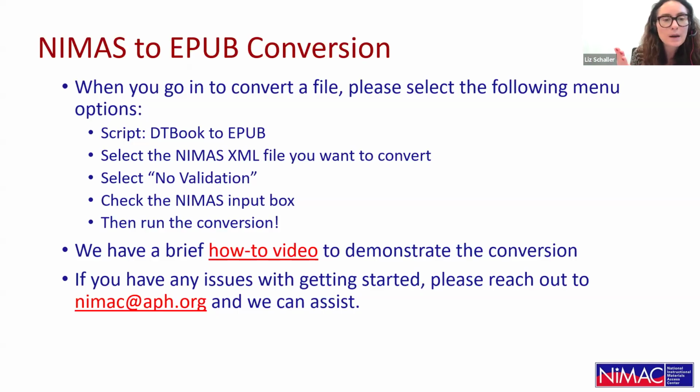When you go into the DAISY pipeline, you'll want to select the DT book to EPUB script, and then you'll want to select the NIMAS XML file that you're looking to convert. And then on the next page, you'll want to ask that it not validate. So select no validation, check that you have NIMAS input for your conversion, and then go ahead and run it.